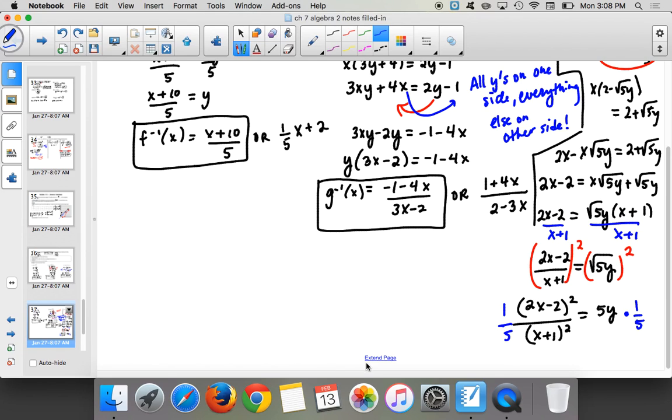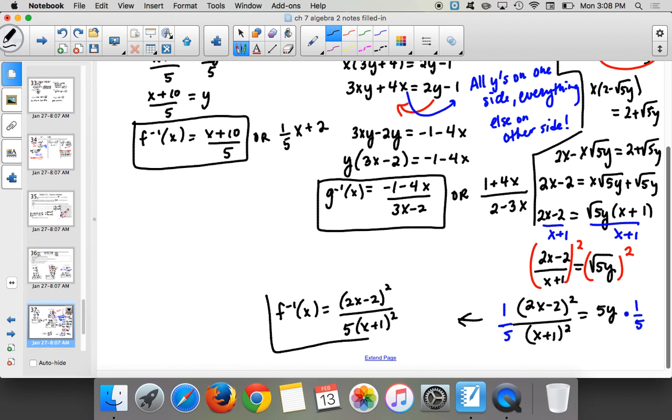So our final answer will be y, which is, was it g originally, or f of x? F of x. So I'm going to write f inverse of x equals 2x minus 2 squared all over 5 times x plus 1 squared. And you could FOIL it all out if you wanted to, or you can leave it like that. I'm fine with that. Some people might even pull out the GCF of 2 and then square the 2. I mean, there's crazy things you can do there, but that's good. All right, does this make sense?